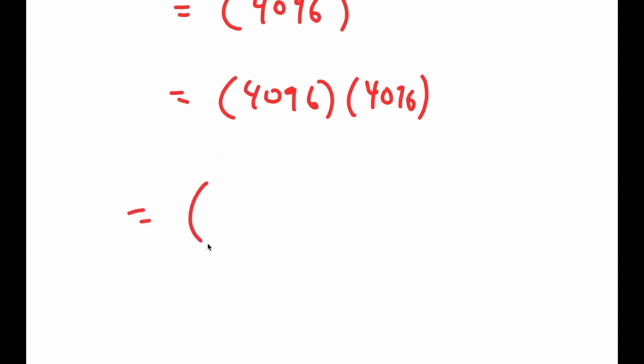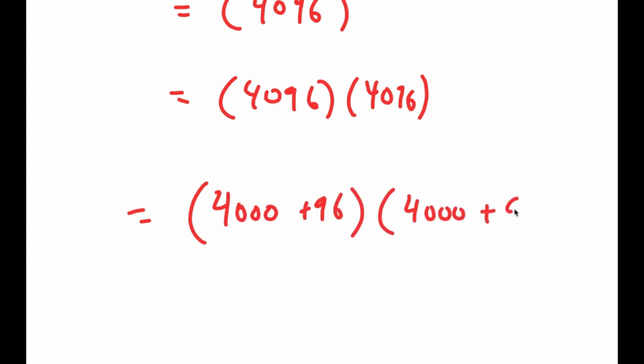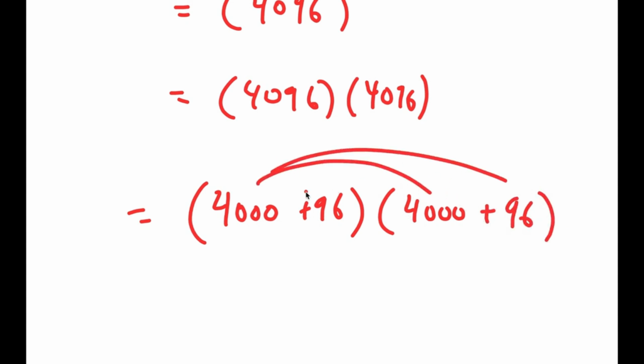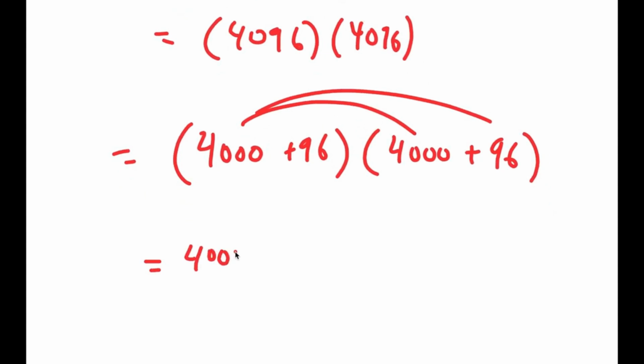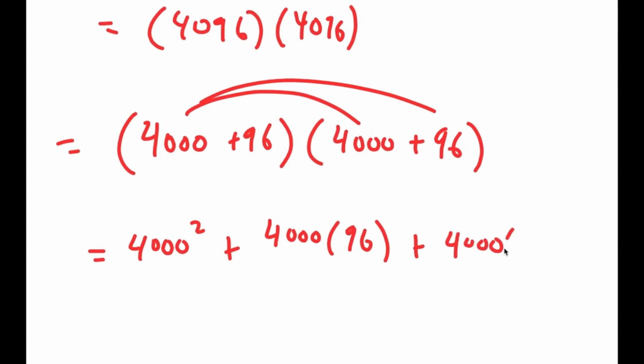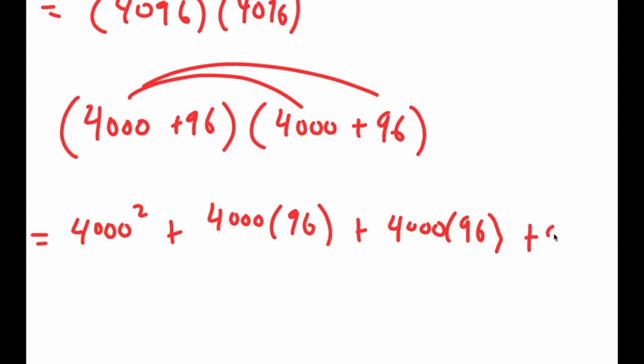So instead, to more easily solve this, I'm going to rewrite this as 4000 plus 96 times 4000 plus 96. And now I can use the distributive property. So I get 4000 squared plus 4000 times 96 plus 4000 times 96 plus 96 squared.